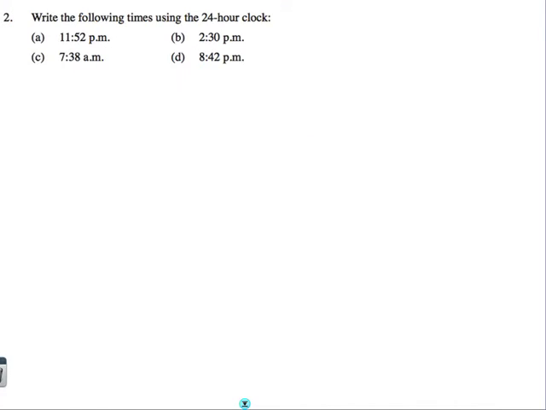Okay, question 2. Write the following times in the 24-hour clock. Something about the 24-hour clock: it doesn't have AM or PM. So no AM, no PM. The 24-hour clock does not have that. And if it's a PM, we just have to add 12 hours. So, question 2a, because it's a PM, we have to add 12 to this 11, so that becomes 23. And we still have 52 minutes. So 23:52. No AM, no PM. It doesn't need a colon either.